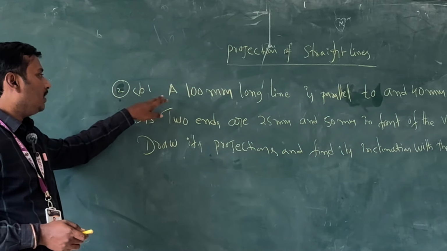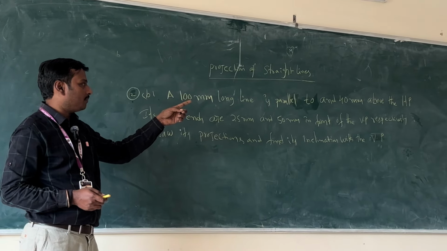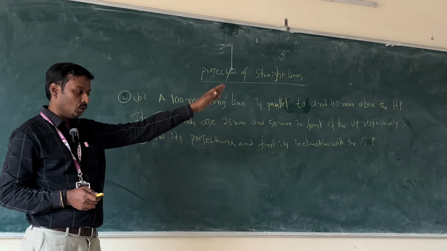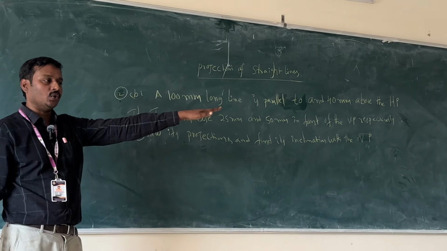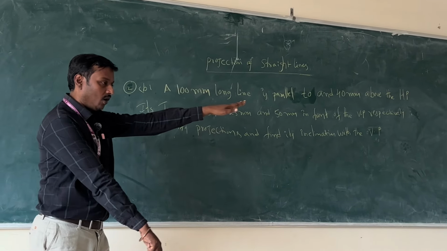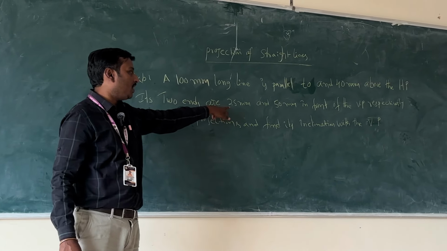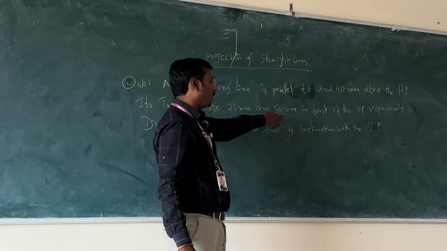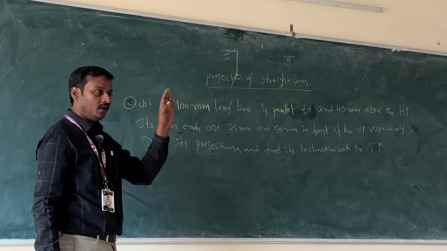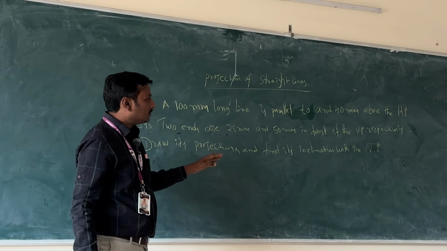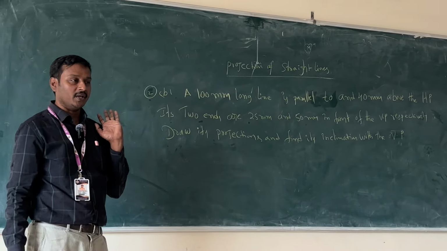Question: A 100 mm long line is parallel to HP and 40 mm above the HP. Its two ends are 25 mm and 50 mm in front of the VP respectively. Draw its projections and find its inclination with VP.